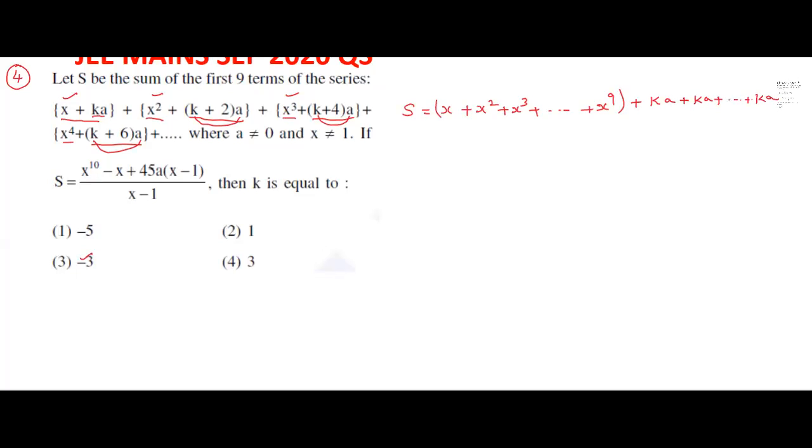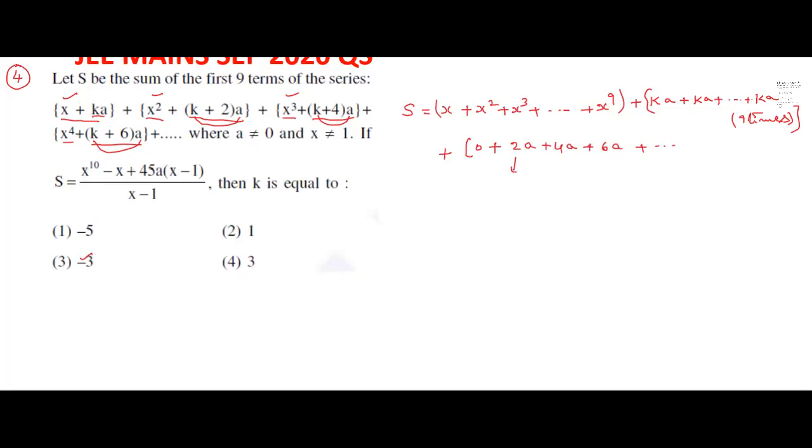Ka, how many times? 9 times. Okay, students. Now, one more term is extra. What is that? In the first term, 0. Second term, 2A. Next, 4A. Next, 6A. And so on, up to the ninth one.